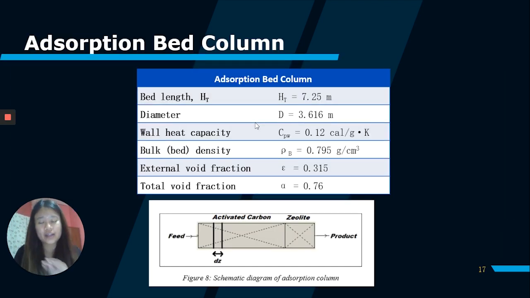So in the hydrogen purification unit, we decided to use a two-layered packed bed column. The model for the adsorption bed consists of a 5.38 meter activated carbon layer at the top of the bed and a 1.87 meter zeolite 5A layer at the bottom, loaded in a column of 3.616 meter diameter.